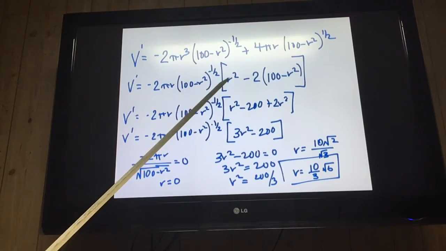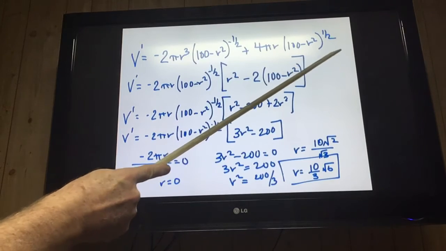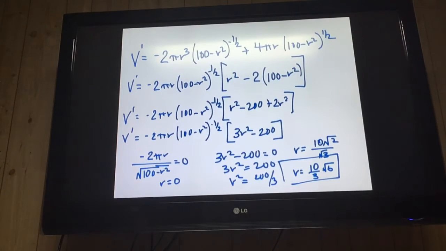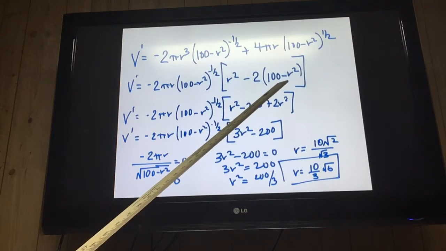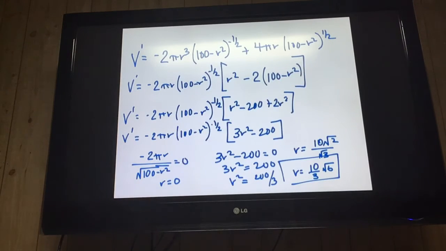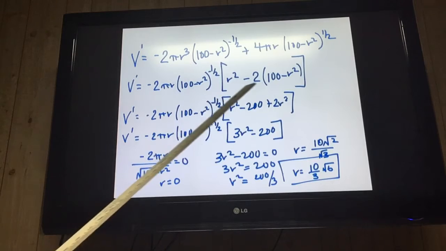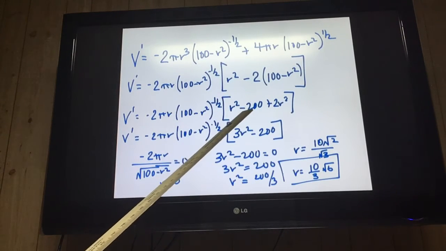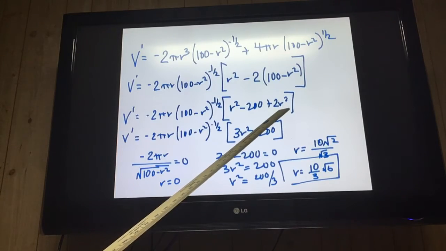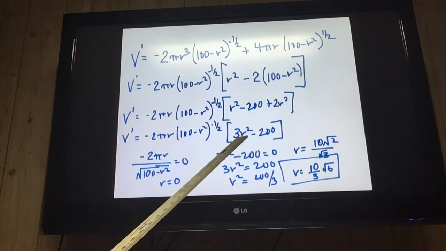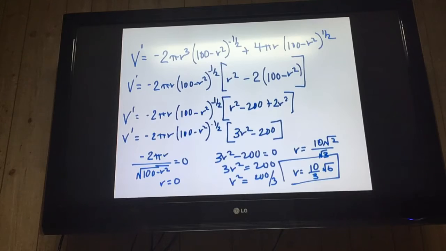And now I take the negative 1/2 out of the 1/2. What do I do when I divide? I subtract exponents. So 1/2 minus negative 1/2 is 1/2 plus 1/2, which makes it 1. So that's why I have 100 minus r squared. Simplify on the side. R squared minus 200 plus r squared. The two r squares can be put together. 3r squared minus 200. So now I set each factor equal to 0.